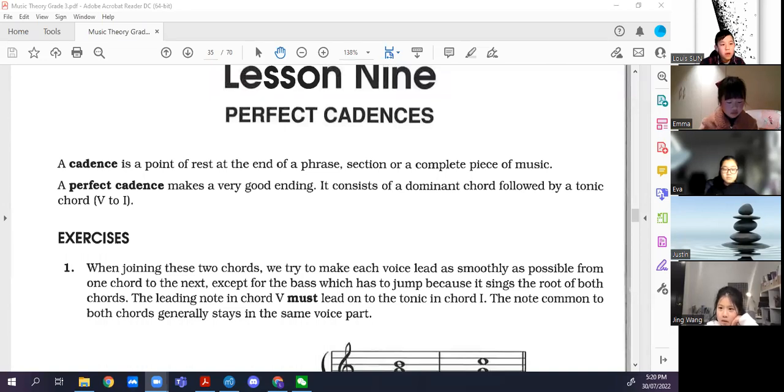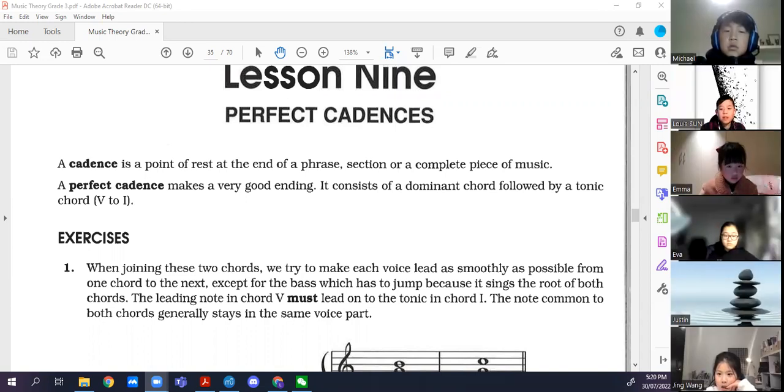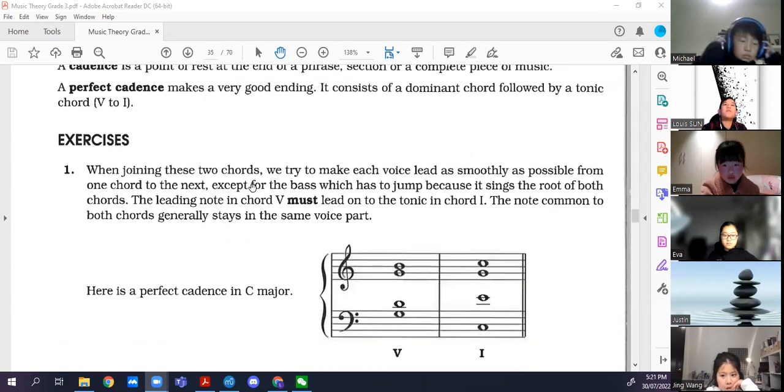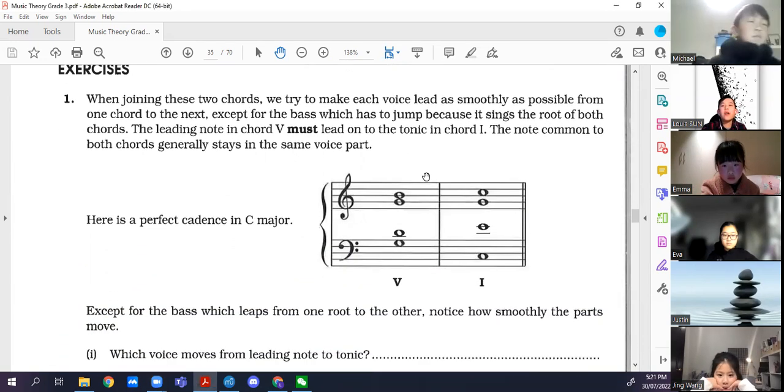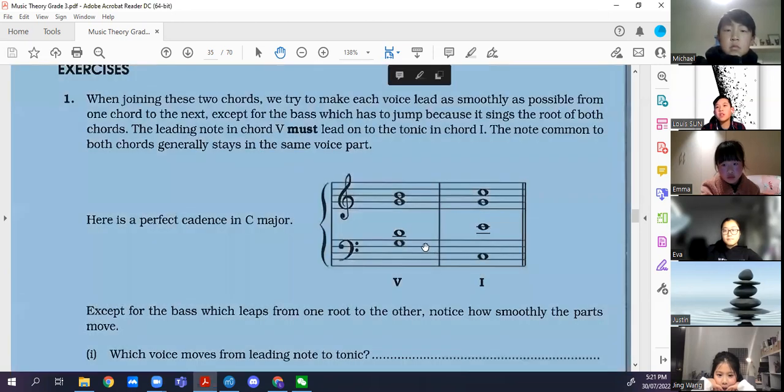So, I'm sharing my screen now. A perfect cadence is chord 5 to chord 1. So the dominant triad to the tonic triad in 4-part vertical style. So following the rules of 4-part vertical style, remember to double the root.